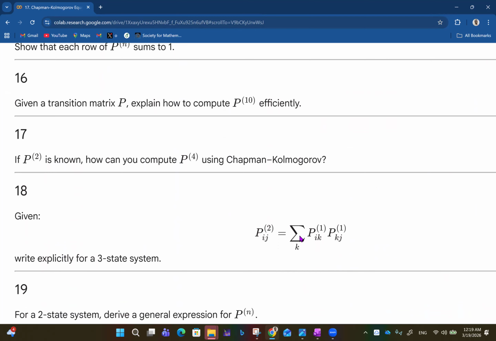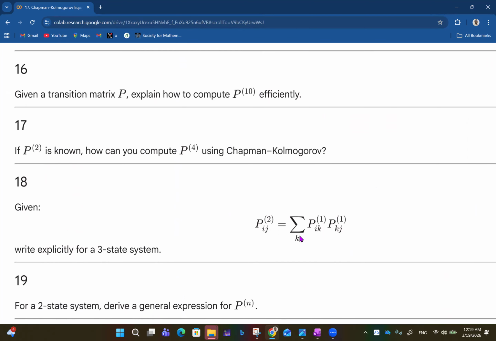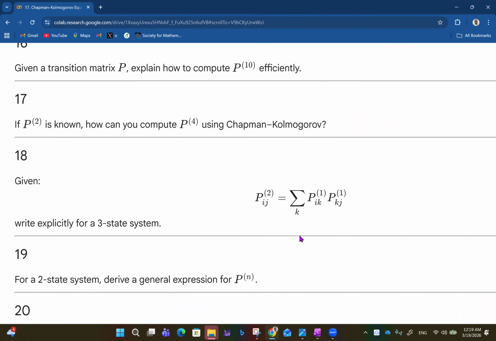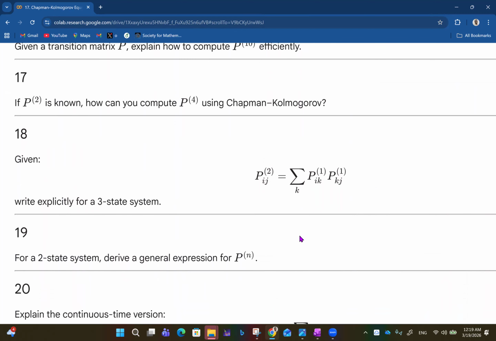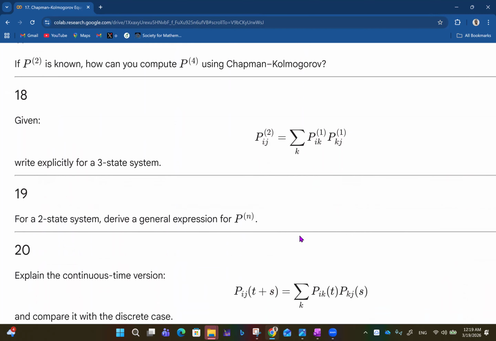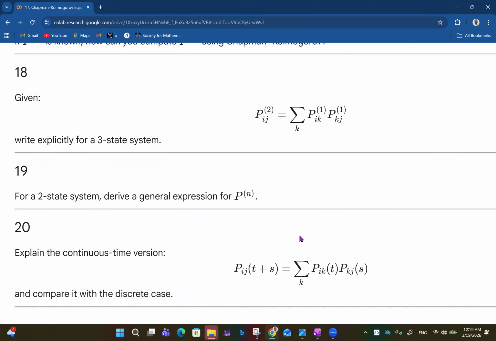Then, given a transition matrix, explain how to compute P10 efficiently. So you have to probably break it down, like do P2 and keep doing it like that. If P2 is known, how can you compute P4? Yeah, if you know P2, just multiply P2 by P2 and you get P4. So yeah, you have the rest of this.